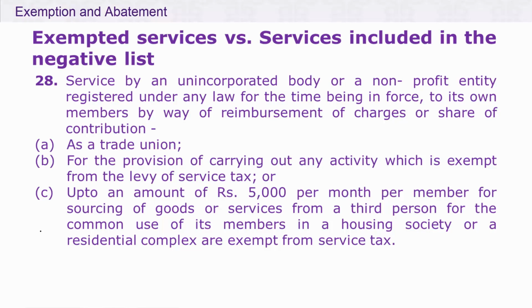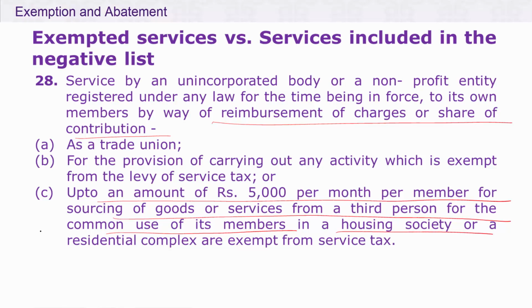And 28 is an unincorporated body or non-profit entity registered under any law to its own members by way of reimbursement of charges or share of contribution as a trade union, etc. These are also exempt, and under this your welfare association up to an amount of 5,000 per month per member for sourcing of goods or services from a third person for the common use of its members in a housing society or a residential complex.